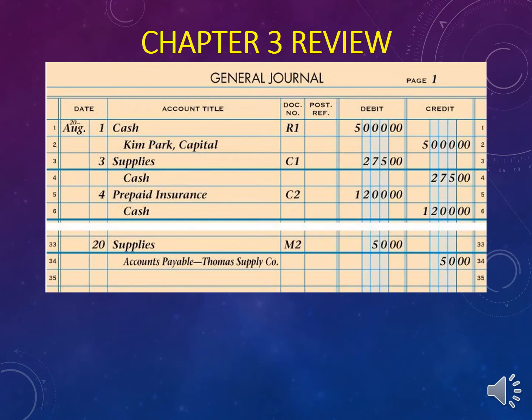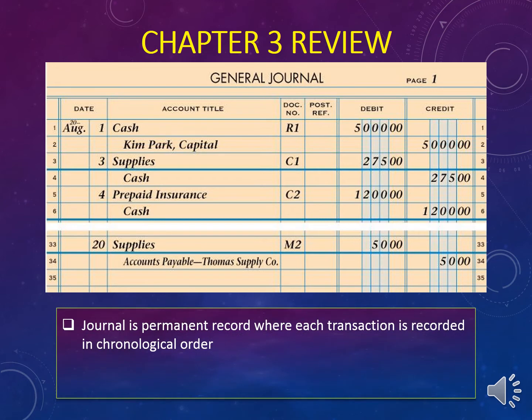We are going to start first with a Chapter 3 review. In Chapter 3, we learned how to record transactions into the General Journal. We know that when we add a transaction, we always list the debit first. The debit is put up against the left wall of the account title section. When we list our credit, we will indent it at least 5 spaces. Remember, a journal is a permanent record where each transaction is recorded in chronological order.